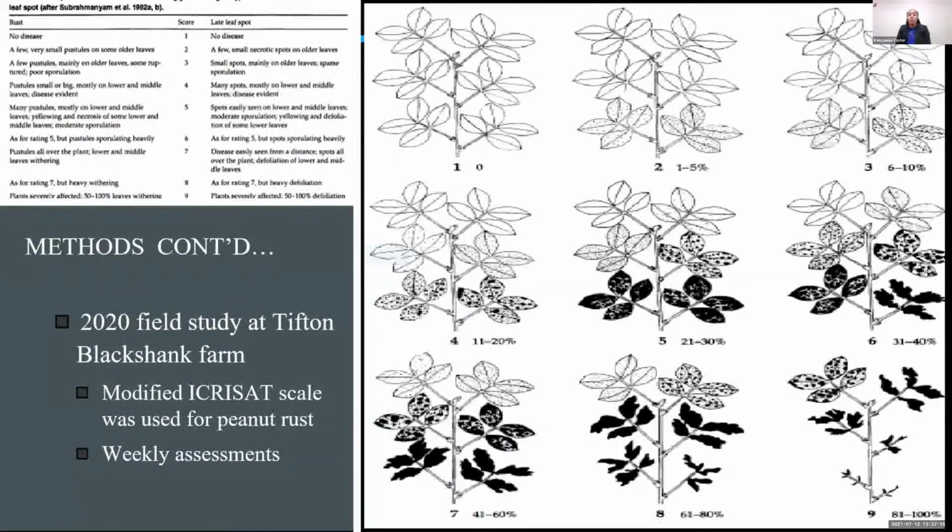Rust severity was assessed using a modified ICRISAT 1 to 9 scale. Assessments again were made weekly beginning 112 days after planting until harvest. The ICRISAT scale is based on frequency and location of rust pustules and the necrosis of the plants. And I used this diagram for assessments.